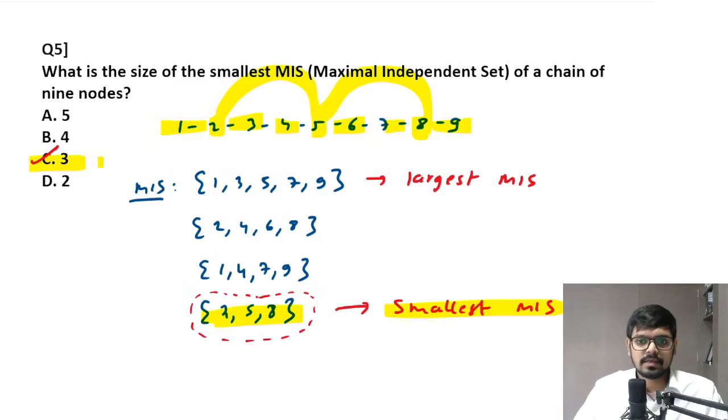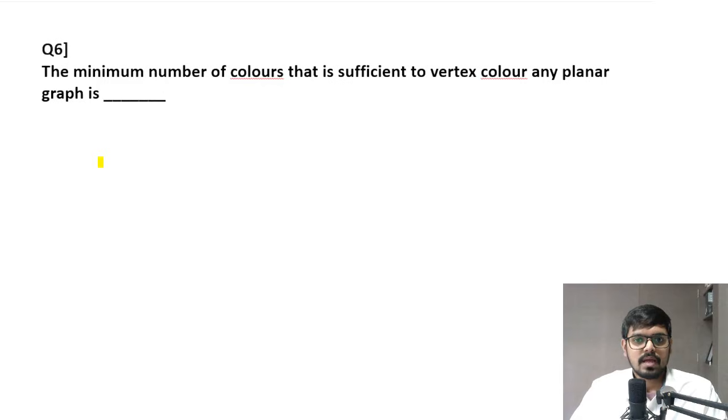Understood? Made sense? So this is how you can solve the question. And going to question number 6, the minimum number of colors that is sufficient to vertex color any planar graph is. Straight away class notes. What is the answer? 4.